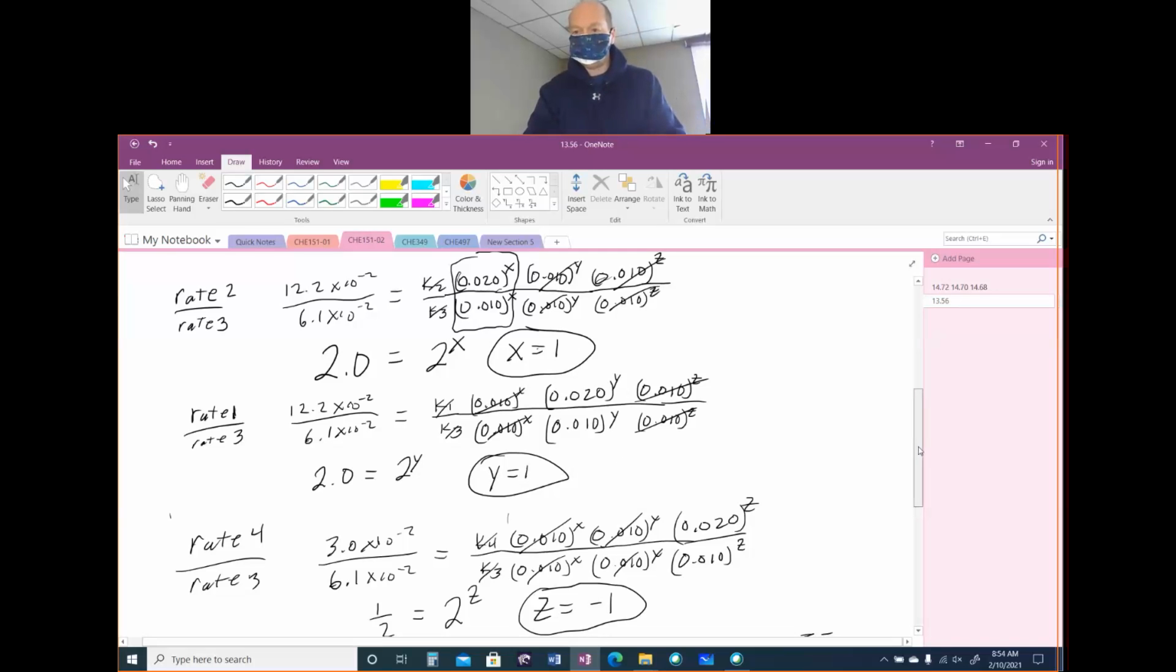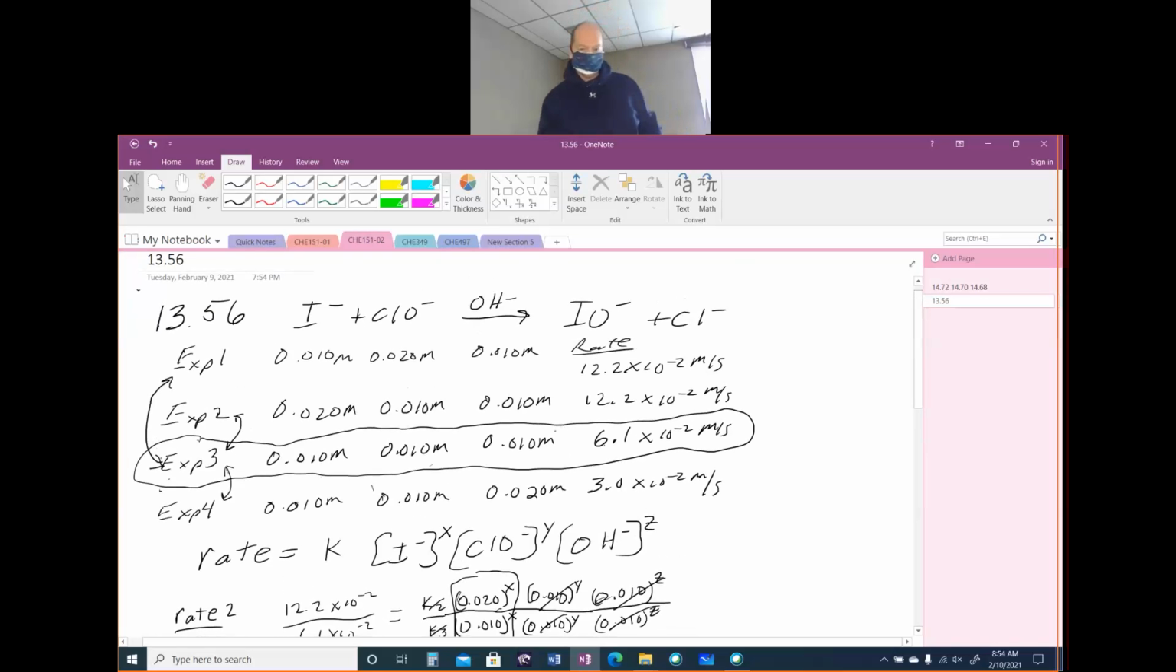All right, so now we have to do z. And z is definitely the reason why this problem is difficult. We see that from experiment 3 to experiment 4, experiment 4 had 0.02 molar for your OH minus. Your I minus stayed the same, your ClO minus stayed the same at 0.01. From 4 to 3, we went from 0.02 to 0.01. This one is very strange because here we increased our concentration, which normally increases the rate of reaction, but this is a catalyst. A catalyst can work in many different ways. When we added more of this catalyst, we got a smaller rate. The rate went from 6.1 down to 3.0.